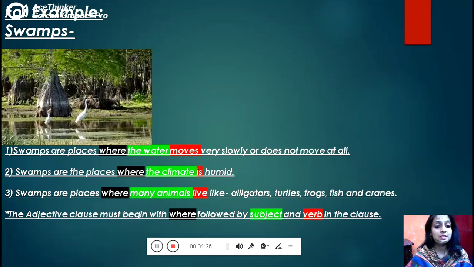So you have to frame sentences in such a way that the adjective clause must begin with where, then it should be followed by subject which is highlighted in green, then a verb. Alright, so your adjective clause should contain where followed by subject and verb in the clauses. So in the same way, students, you also have to frame sentences. Frame at least 2 sentences for one habitat. I hope you will enjoy doing this activity.